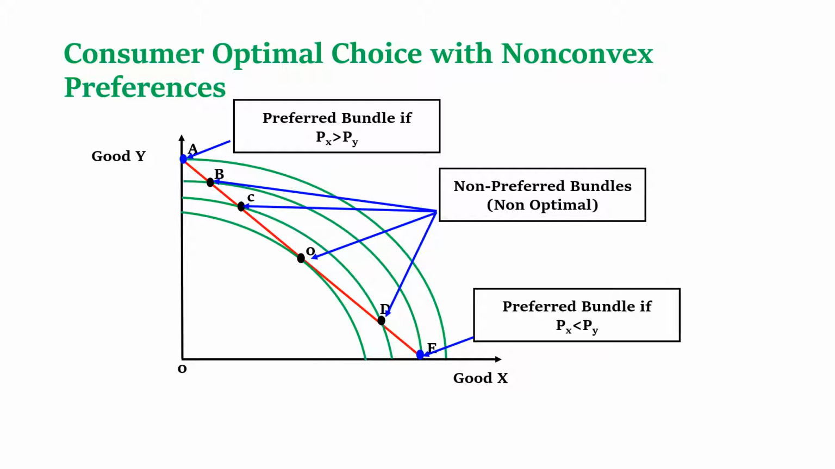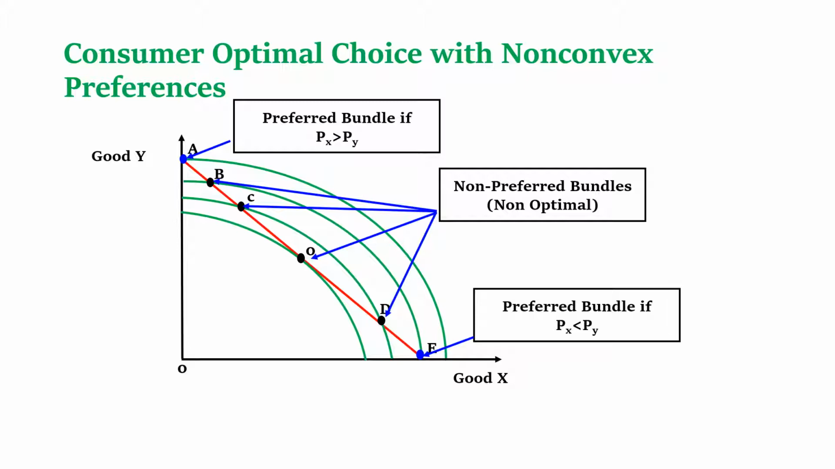So if A is the optimal point or optimal solution to the consumer's problem, then we say the price of good X is greater than the price of good Y. The consumer can easily substitute between good Y and good X. So he is better off buying good Y because the price is lower than good X. So that is why he's going to spend all his income on good Y and none of X, if the price of good X is higher than the price of good Y.